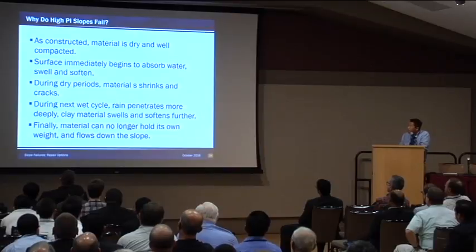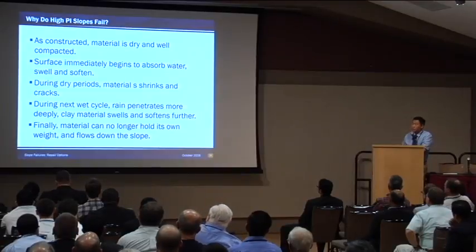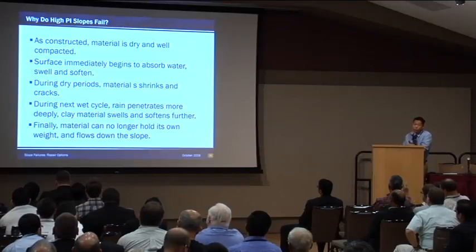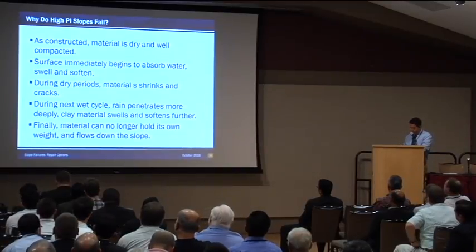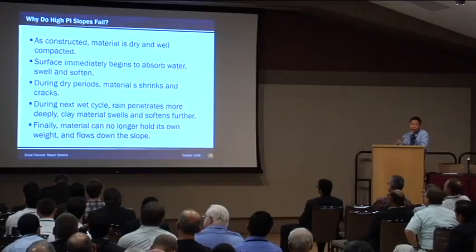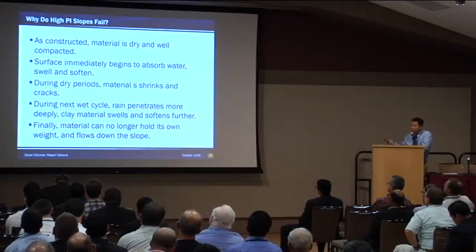So why do high PI slopes fail? One of the processes of the failure, as I told you: when we build the embankment, it's going to be dry and well compacted. Then it's going to experience the dry and the wet season, and the dry and the wet season, and it creates the cracks.